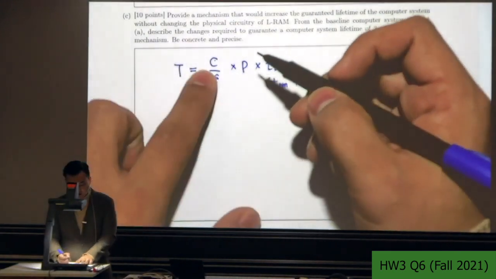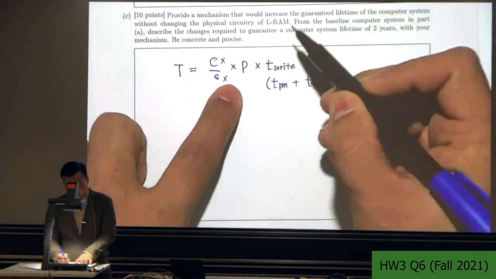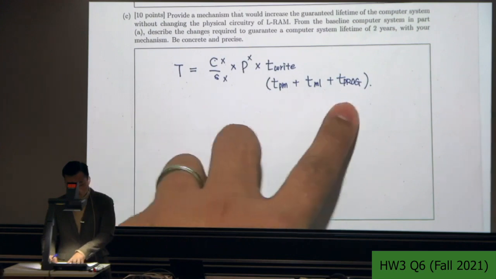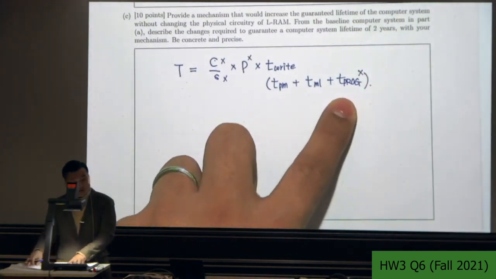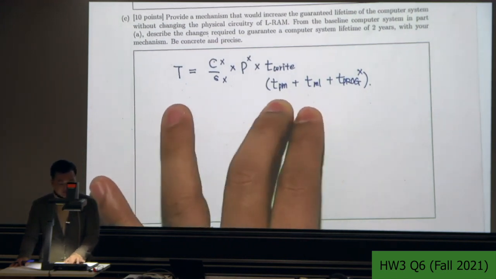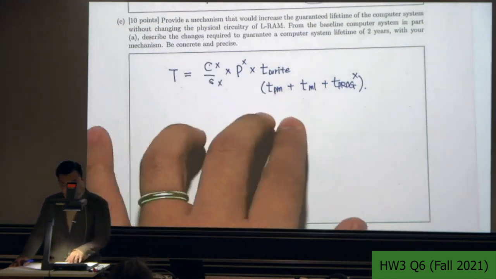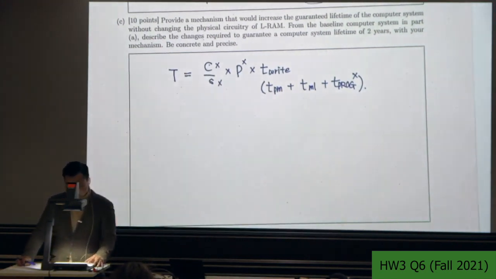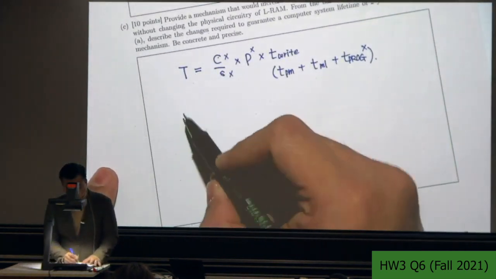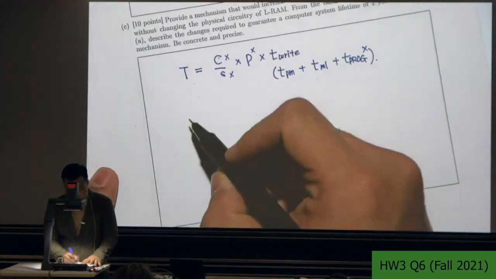So we cannot change the capacity, and request size also, and the program cycle, and also the program latency. So the only thing we can change is just the transfer time between processor and memory controller, or from memory controller to LM. And this lifetime should be more than, let's say, more than 2 years.